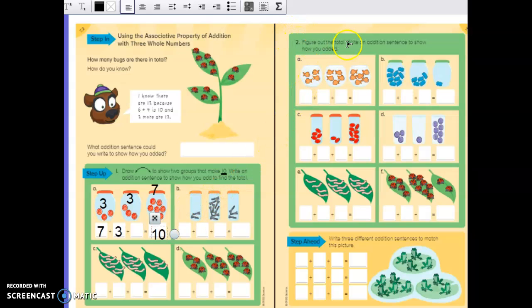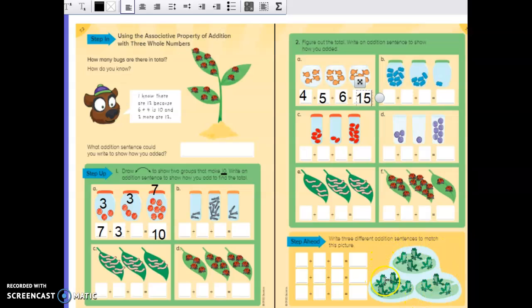Okay, number 2 says figure out the total, write an addition sentence to show how you added. So we have 4 goldfish in the first bowl, then 5 goldfish in the second bowl, and 2, 4, 6 goldfish in the last bowl. So 4 plus 6 equals 10, and 10 plus 5 equals 15. And I know that because I can skip count by 5s. Okay. So you're going to write the totals and then add it all together. So label each picture and write the total all together.